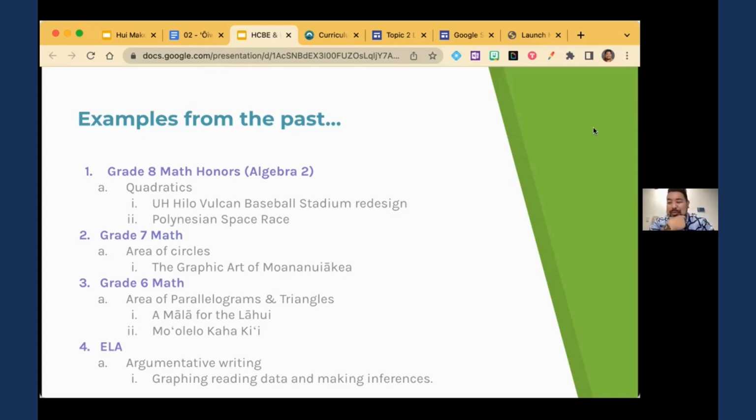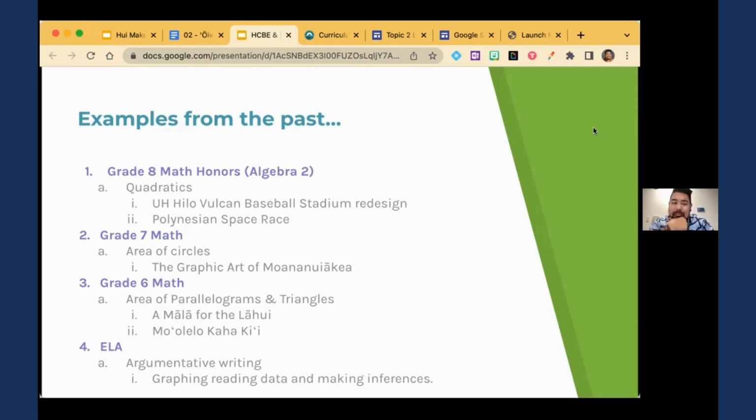But what I did do with them, for one particular unit, we did a quadratic section. I had them work with parabolas to design a baseball stadium, a UH Hilo Vulcan baseball stadium. They had to redesign it and use parabolas to show where the baseballs would go, so they knew where to build the back walls, the left field wall, right field wall, and whatnot.